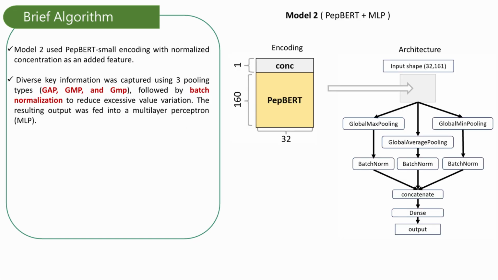The second AI model utilized PepBERT small encoding with normalized concentration as an added feature, for a total of 161 features. Diverse key information was captured using 3 pooling types: global average pooling, global max pooling, and global minimum pooling, followed by batch normalization to reduce excessive value variation. The resulting output was fed into a multi-layer perceptron.